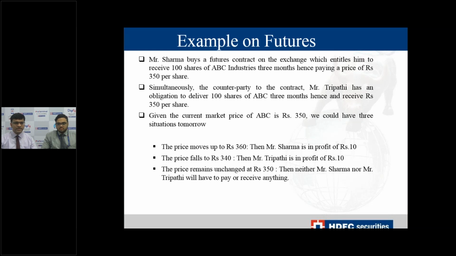Now, Mr. Tripathi has sold three shares at 350, so he has basically shorted the futures contract. Now, if the price falls to 340, then he makes a profit of 10. If the price goes up to 360, then he makes a loss of 10. If the price remains unchanged at 350, then nobody makes any profit or loss.